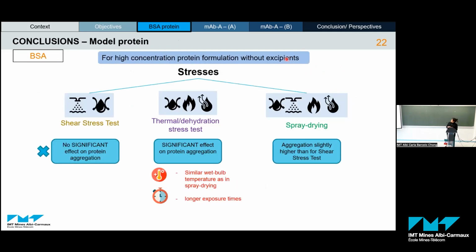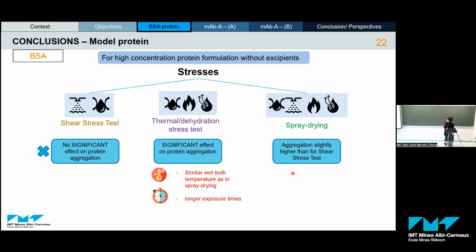And in conclusion of the part of the model protein, what we have is that for a high concentration protein formulation without any excipients, the shear stress test has no significant effect on the protein aggregation. Meanwhile, the decoupled thermal stress showed to have a very significant effect on the protein aggregation. And in this part, I want to say that the exposure times used in the thermal dehydration stress are higher than the ones we encounter in the spray drying process, which showed a lower aggregation than the thermal stress.